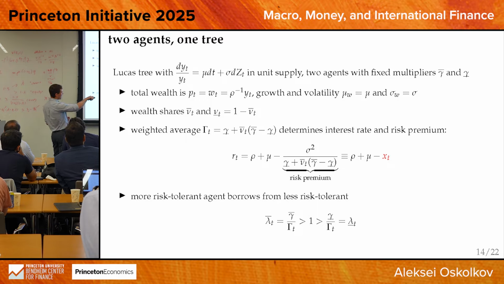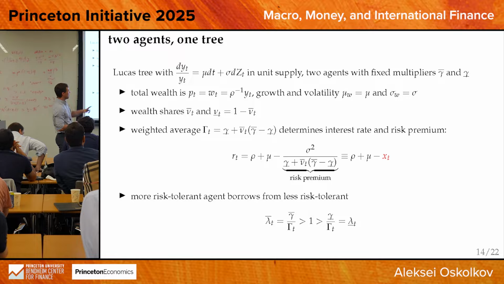So in this special case, the formula for the interest rate is super simple. Just the time rate of discounting, constant growth rate of the economy minus the risk premium, and the risk premium depends on the wealth share of the more risk-tolerant agent. If that increases a lot, the risk premium shrinks and the interest rate goes up. If the risk-tolerant agent becomes poor for some reason, the risk premium increases and the interest rate goes down. There's one asset, so as promised, the price-to-dividend ratio is fixed. This is very bad empirically, but this is very good mathematically.